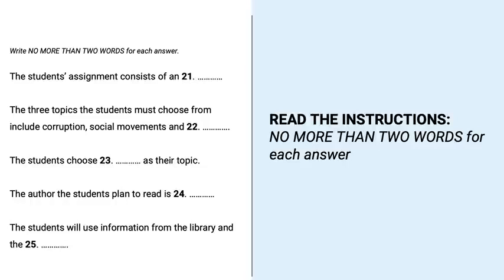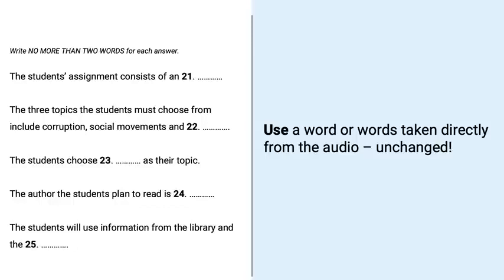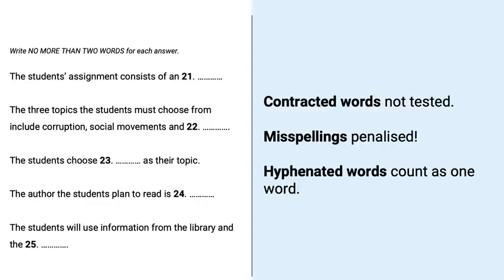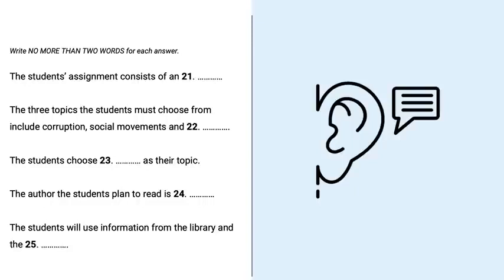Make sure you read the instructions. For this particular question, it says no more than 2 words for each answer. The word or words that you use must be taken directly from the audio and they do not change. You do not need to transform the word at all. It should just fit. Contracted words will not be tested. Misspellings will be penalized. Hyphenated words, if you ever need one, will be counted as a single word. All right, let's do this one together and we'll go through the answers and again, the distractors after this. You have 10 seconds to read through these questions and get a feel for what the answer might be. Then the audio will begin.